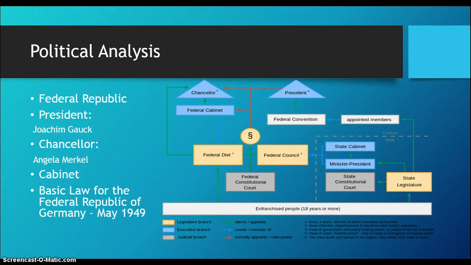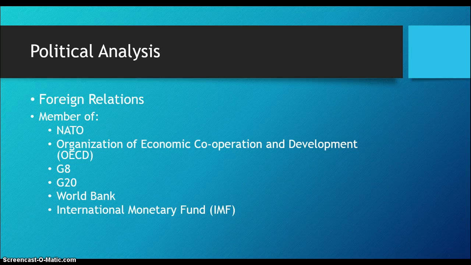The Constitution for Germany is referred to as the Basic Law, and it came into effect in 1949. In addition to being part of the European Union, Germany is a member of the NATO Defense Alliance, the Organization of Economic Cooperation and Development, the G8, the G20, the World Bank, and the International Monetary Fund. They maintain many foreign relations with a special emphasis on U.S.-German relations, as well as their fellow EU members.